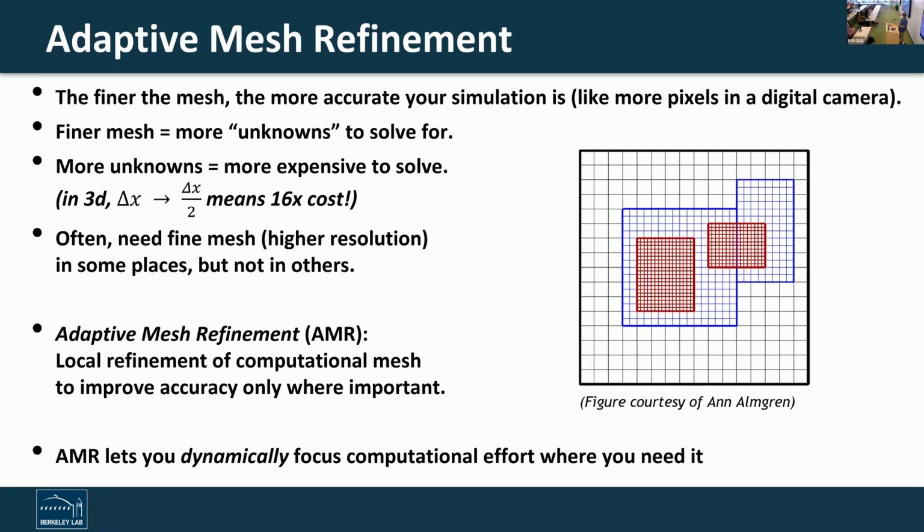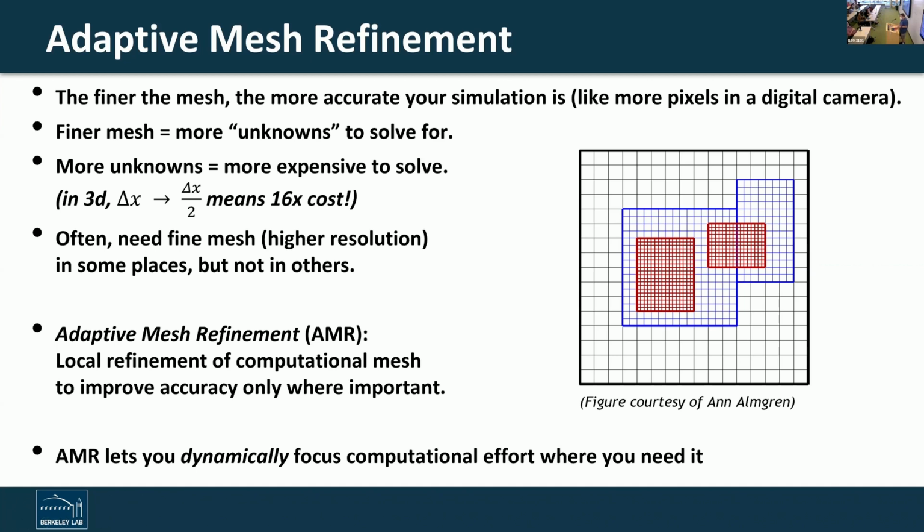And so what we do is this technique called adaptive mesh refinement, and a lot of development for this actually happened in the Berkeley lab in various places. And the basic idea is that you use local refinement of the computational mesh to concentrate your computational effort where it's important. So for example, here you've got a very coarse background mesh, but then you have these different block structured areas where you increase the resolution to better resolve the thing.